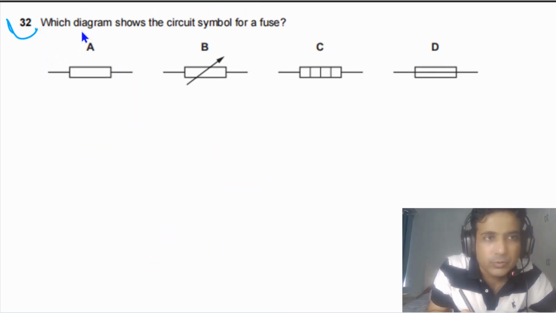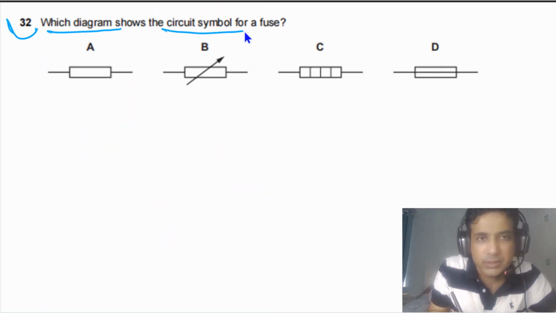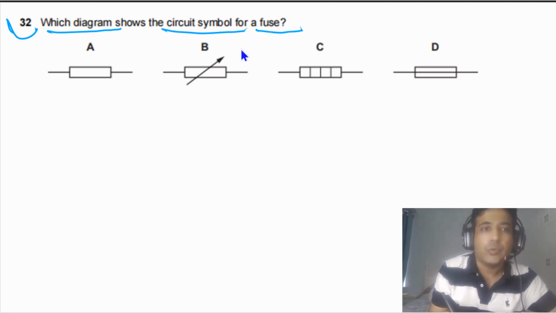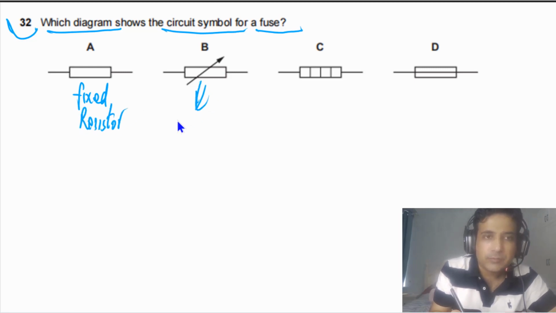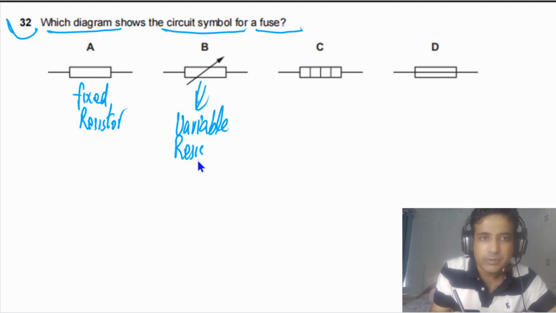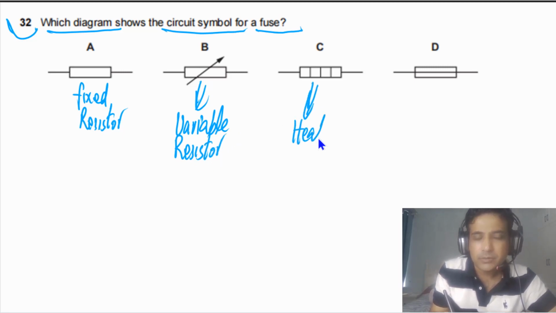Question number 32 says which diagram shows the circuit symbol for a fuse? This circuit symbol is for a fixed resistor. And this symbol is for a variable resistor. So you need to be able to identify these symbols. And this is representing a heater. And this one is representing a fuse. So the answer for this question is D.